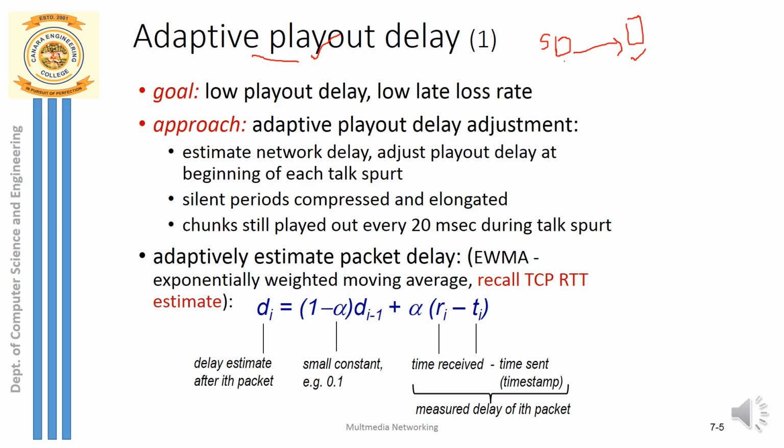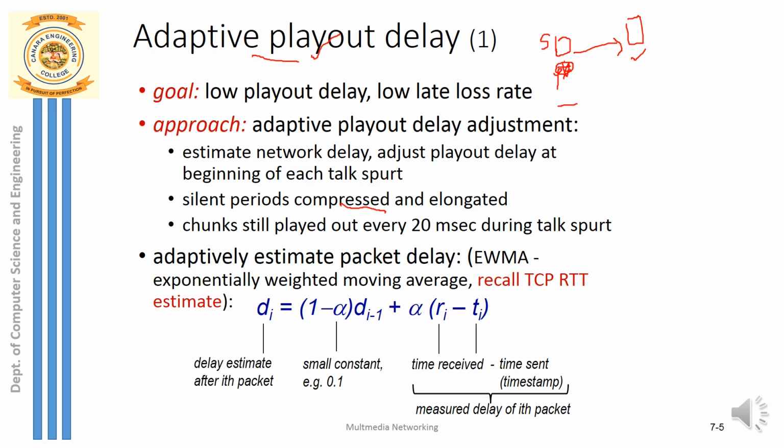So here, suppose whenever there is a silence, in this adaptive playout delay, that silence, or the pause that you have, is compressed. Okay, so silent periods are compressed and elongated. That is how you are adjusting. And whenever the talking speed is high, there is no silence, no pause there. So there also those chunks will be sent back to back.